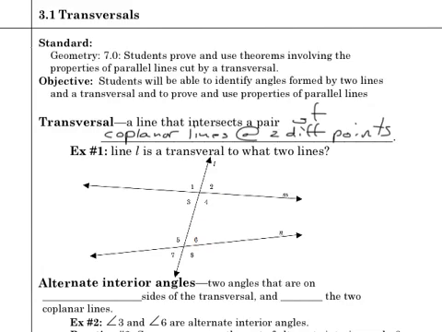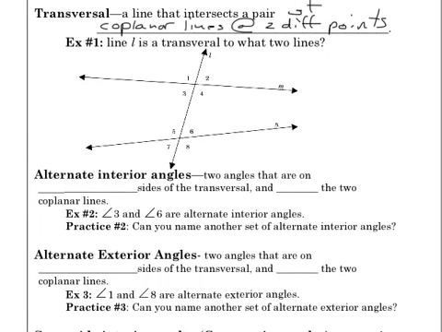So we're going to refer back to these angle numbers because there's a bunch of angle pairs that are created when we have two lines cut by a transversal. First of which is called alternate interior angles. Alternate meaning on alternate sides of the transversal, interior meaning inside the two lines. So, two angles that are on the alternate, or you could say opposite, sides of the transversal and inside the two coplanar lines.